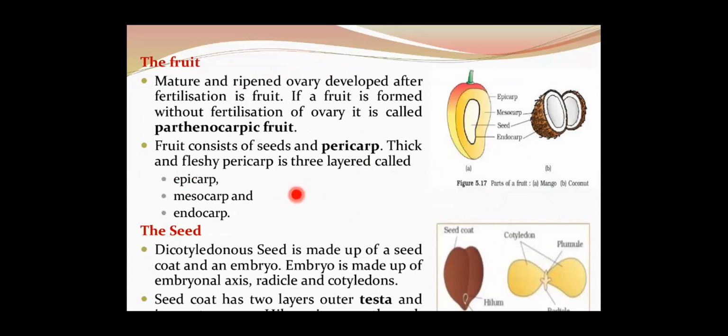A fruit consists of seeds and pericarp. The thick and fleshy pericarp is three-layered and can be divided into three parts: epicarp, mesocarp, and endocarp. The outer part is called epicarp, the middle is mesocarp, and the inner part is called endocarp. In mango and coconut, the fruit is said to be a drupe. They develop from monocarpellary superior ovaries and are single-seeded, students.